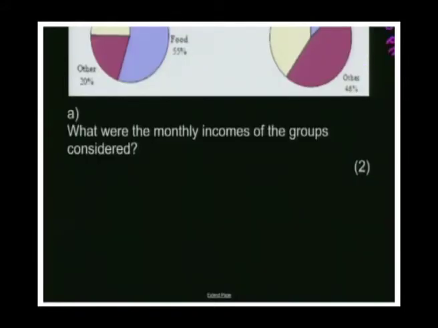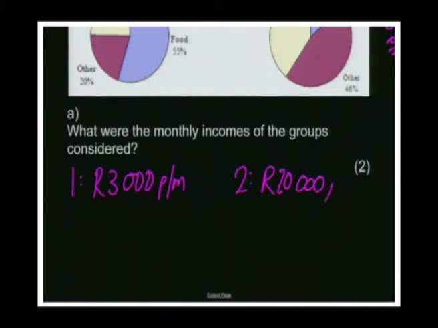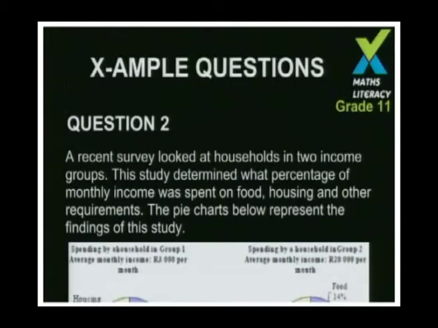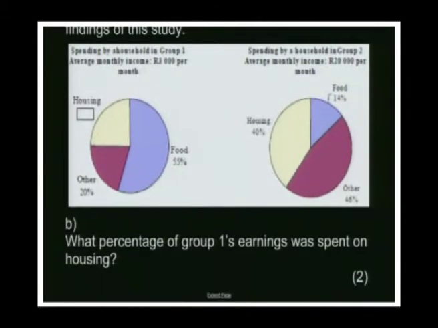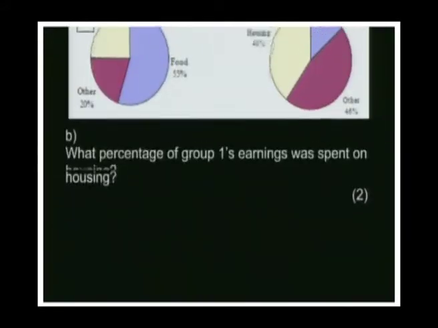First of all, we ask, what were the monthly incomes of the groups considered? Well, this is easy. Group 1 had 3,000 Rand per month, and Group 2 had 20,000 Rand per month. Then we get asked what percentage of Group 1's earning was spent on housing. Now let's have a look here.